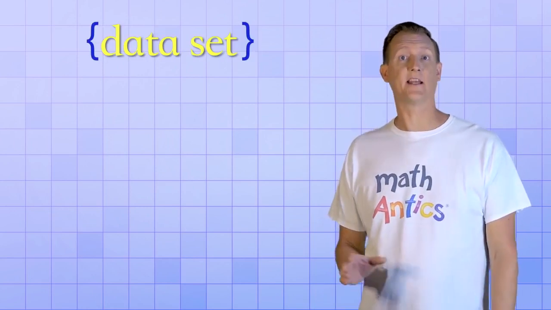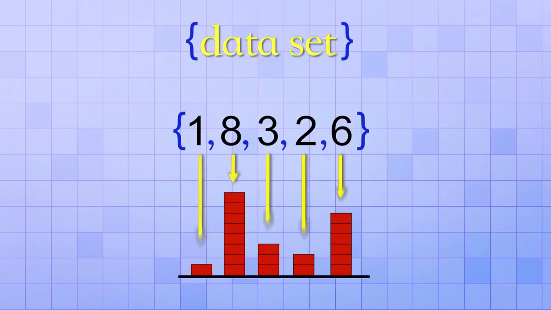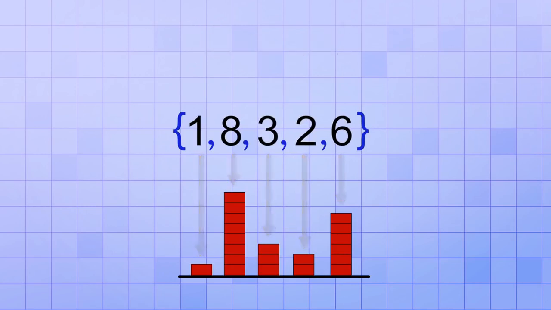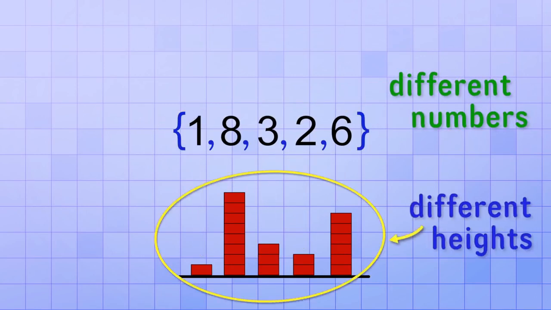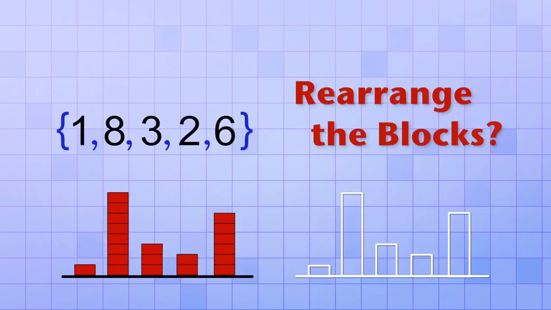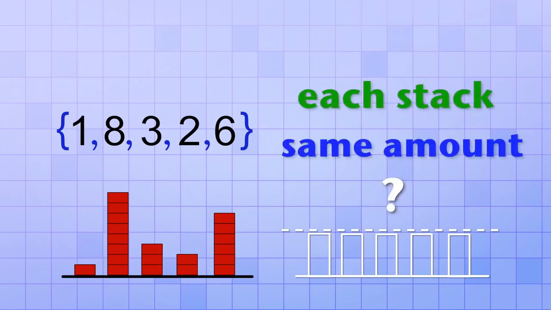To understand what it is, let's look at a simple data set that contains 5 numbers. As a visual aid, let's also represent those numbers with stacks of blocks whose heights correspond to their values. 1, 8, 3, 2, 6. Right now, since each of the 5 numbers is different, the stacks of blocks are all different heights. But what if we rearrange the blocks with the goal of making the stacks the same height? In other words, if each stack could have the exact same amount, what would that amount be?